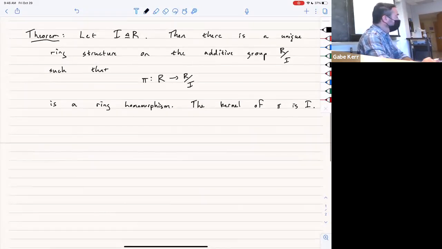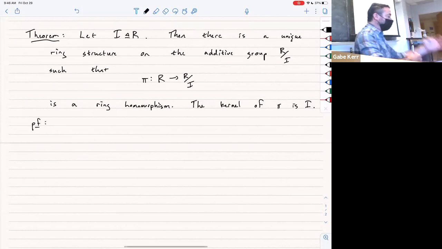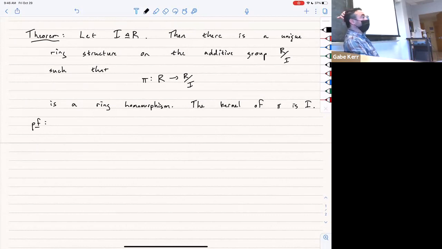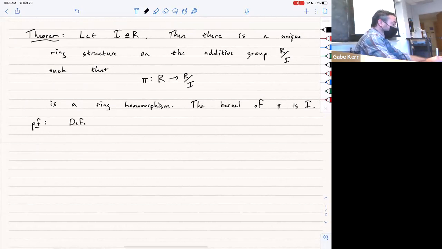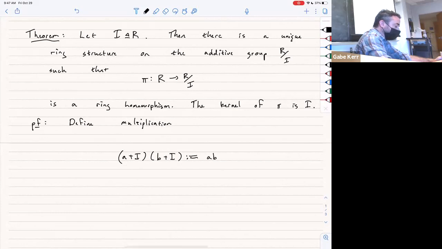So the proof is kind of you do what you have to do. Because you know pi is a homomorphism, or because you want pi to be a homomorphism, there's only one real way to define multiplication. Let's say I have two cosets, a plus I and b plus I. I'm going to define their product to equal a times b plus I.